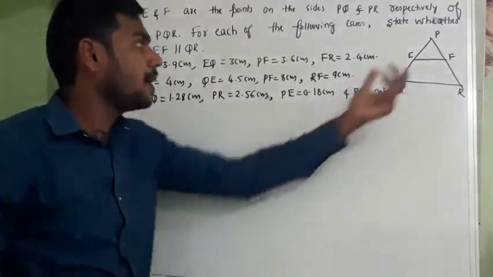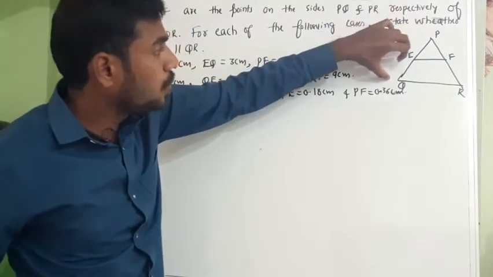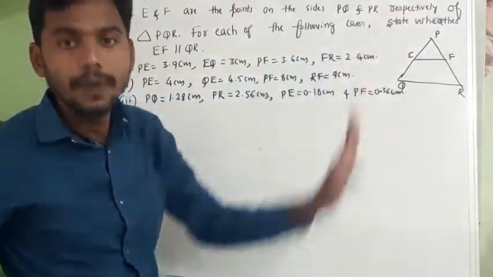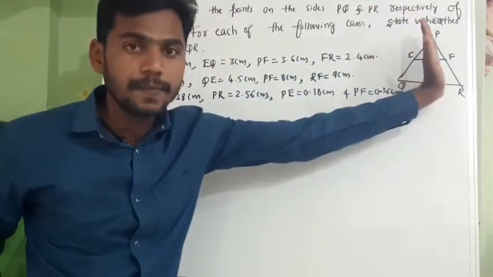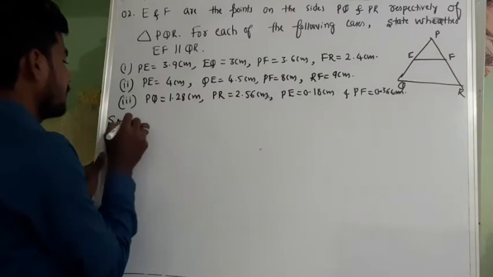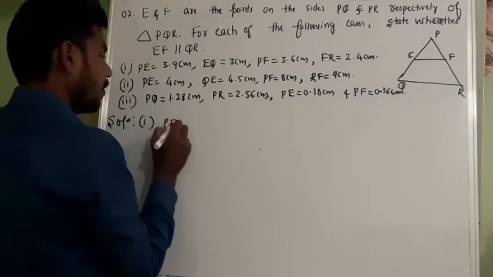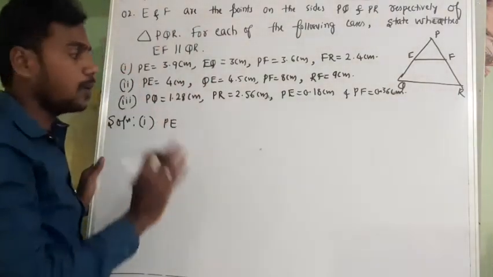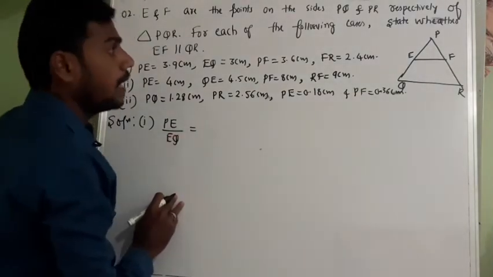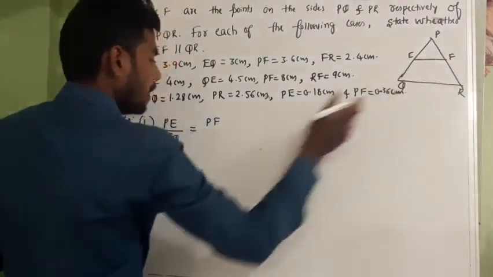See, if I want to say EF is parallel to QR, what is the condition? PE by EQ should be equal to PF by FR. So the ratio of the sides should be the same. I will consider the first case. If I want to say EF is parallel to QR, PE by EQ should be equal to PF by FR.